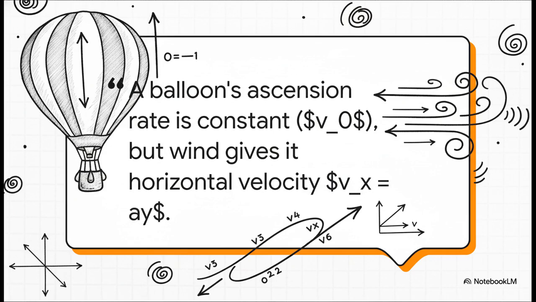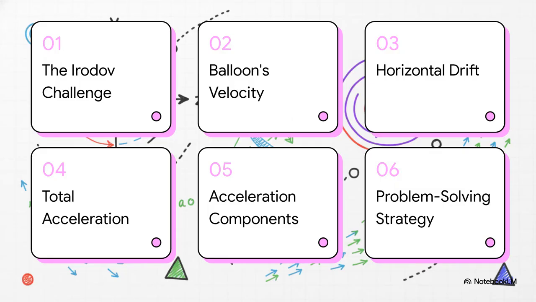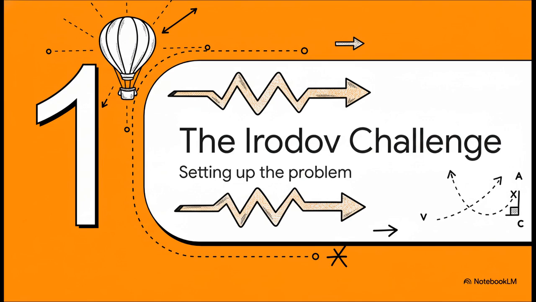Let's dive in. Here's our game plan for cracking this. First, we'll set the problem up. Then, we'll decode the balloon's velocity into its components. After that, we'll figure out its path by calculating the horizontal drift. Then, we'll get into the fun part, finding the total, tangential, and normal accelerations. And we'll wrap it all up by looking at the bigger problem-solving strategy. Ready? Let's go.